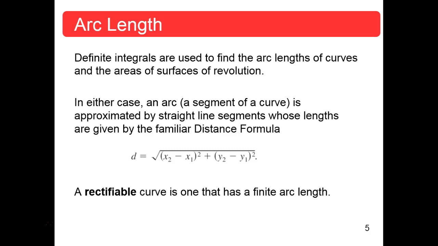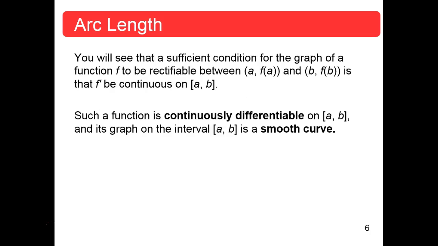Okay? So you need to rectify it by all means. You'll see that a sufficient condition for the graph of a function f to be rectifiable between (a, f(a)) and (b, f(b)) is that f prime be continuous on the interval from a to b. That's all that's necessary. And if it's going to infinity, it's probably not going to be continuous, because how can you take a derivative somewhere at infinity?